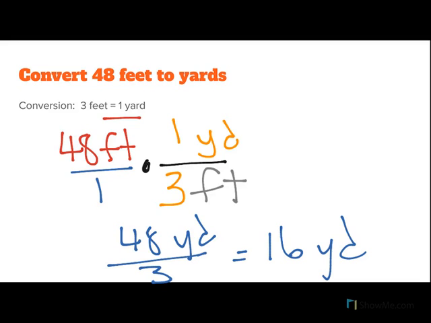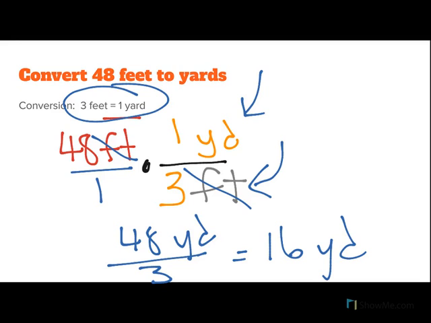Okay, so I set mine up. I put my original number over 1. I set up my fraction where I'm canceling my label, so feet was on the bottom. And then I used the ratio that I was given, and that's what I plugged in here. And then feet would cancel. Multiply across, I get 48 over 3, which simplifies to 16.